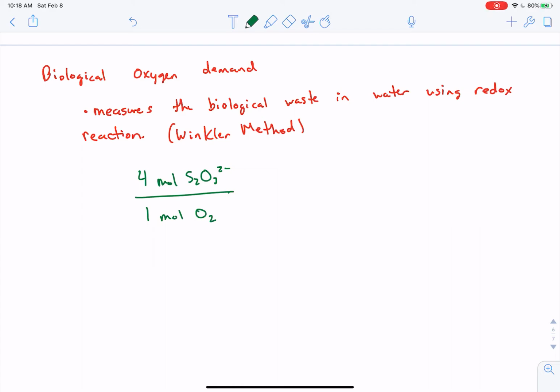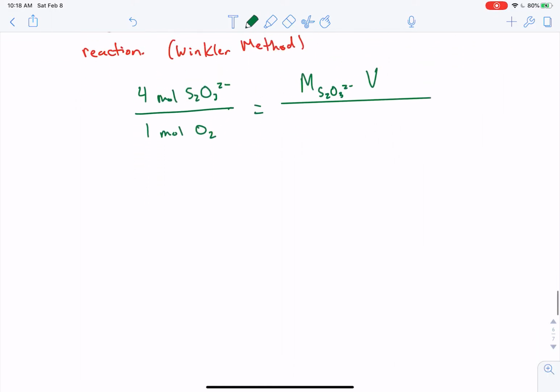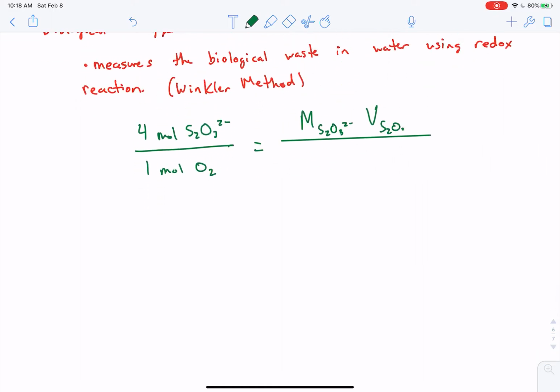So you'll know the sample. So really it's the molarity of the S2O3 2- times the volume of the S2O3 2- equals the molarity of O2 times the volume of the water sample. They don't say the volume of O2, they just say the volume of the water sample, which is the same thing. So what you're really solving for is the molarity of O2.